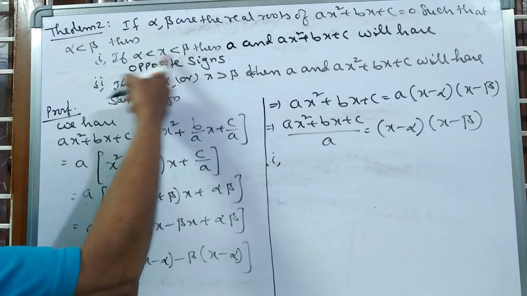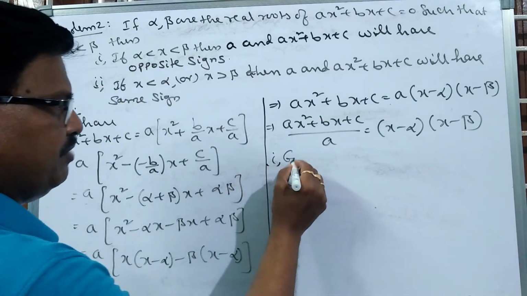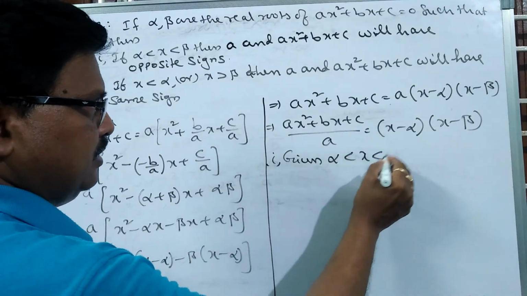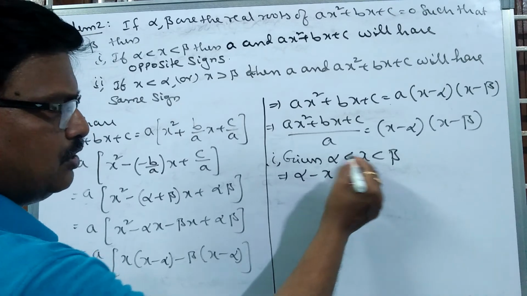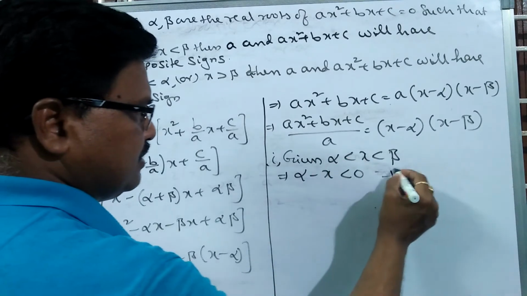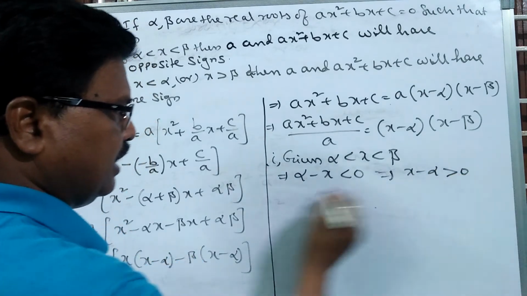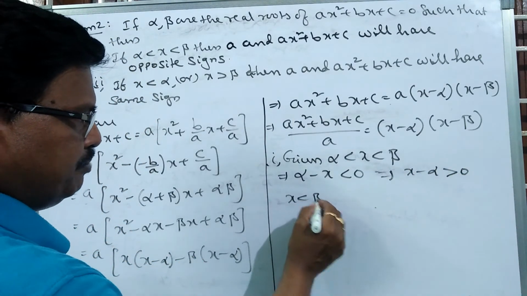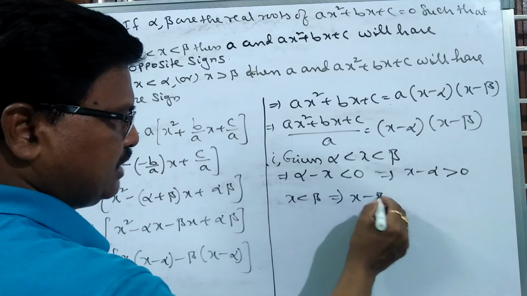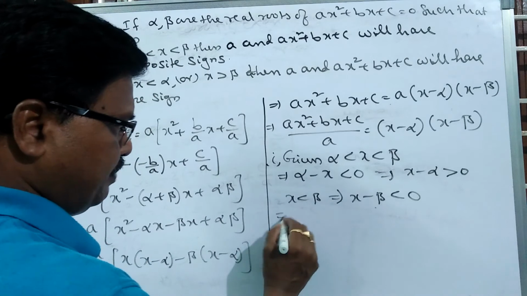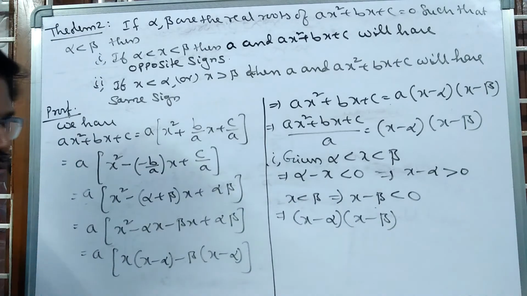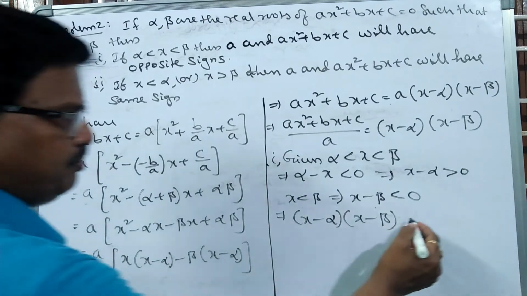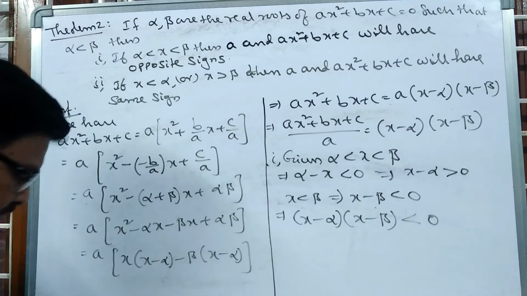In the first case, what is given? Alpha less than x less than beta. That means alpha minus x is less than 0, because alpha is less than x. So this implies x minus alpha is greater than 0. Similarly, x is less than beta, which implies x minus beta is less than 0. What happens to the product x minus alpha into x minus beta? X minus alpha is positive, x minus beta is negative. Positive into negative is negative. That means x minus alpha into x minus beta is less than 0.